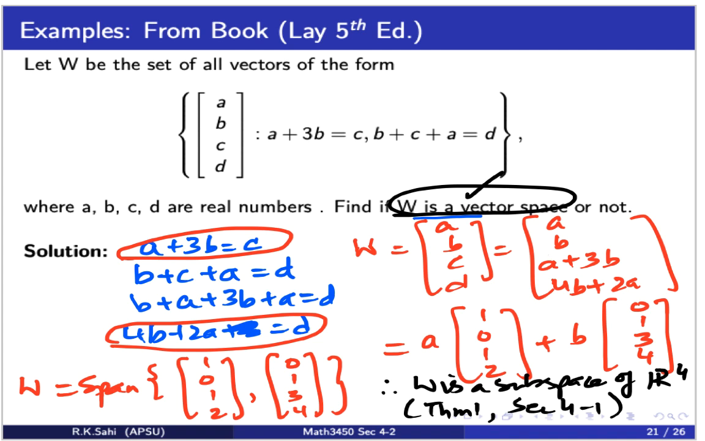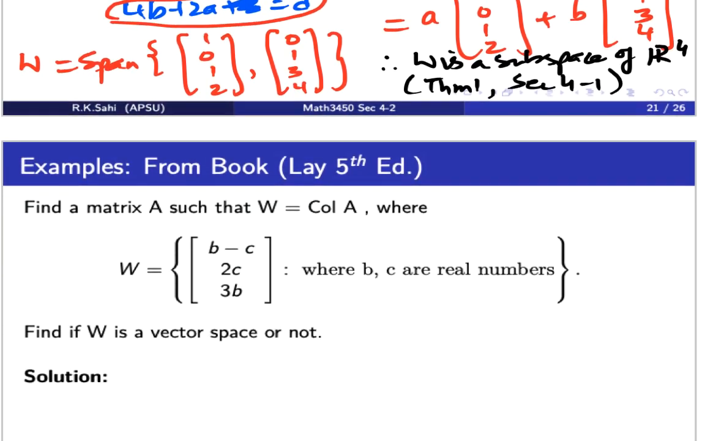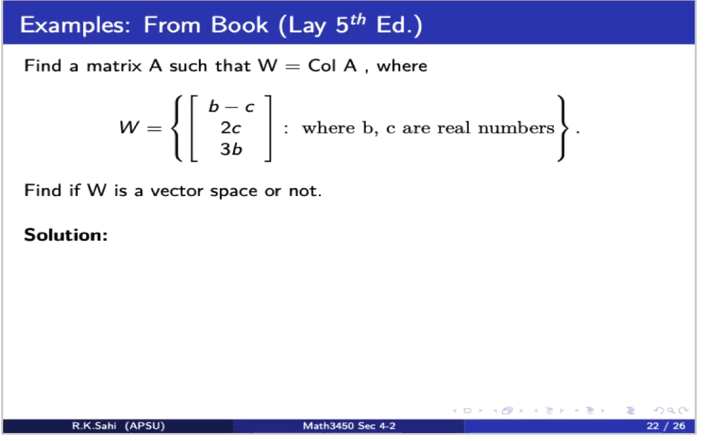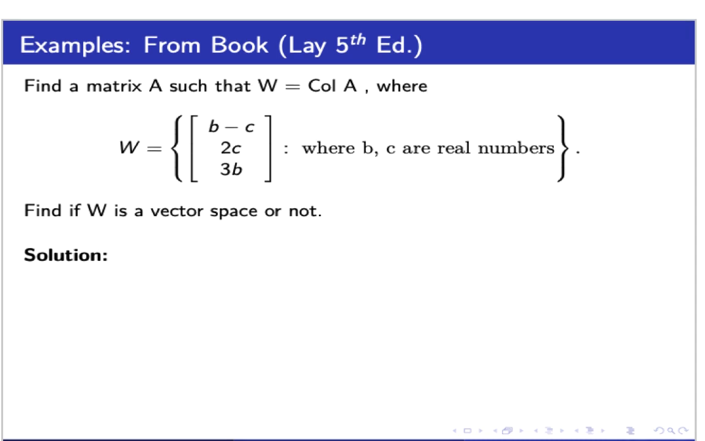Now, let's look at another example. It's coming in a different form. It says find a matrix A such that W can be written as a column space of A. What it basically means is that if I can write W as the spanning set of some vectors, those vectors can become the matrix. So let's look at this one.